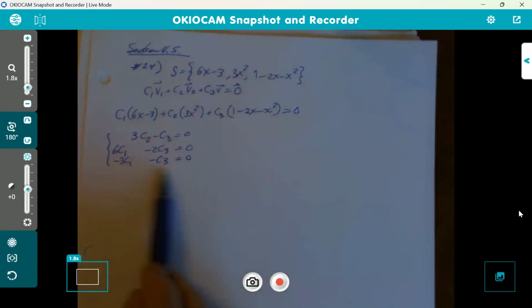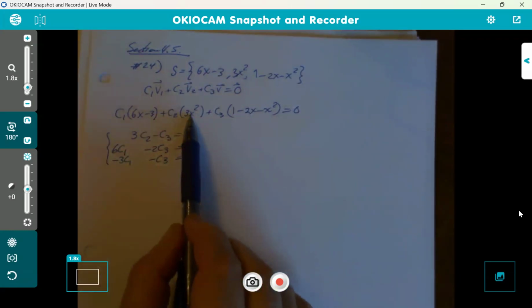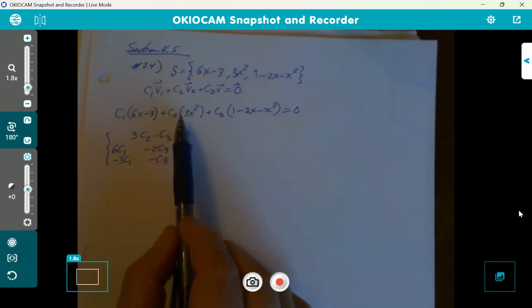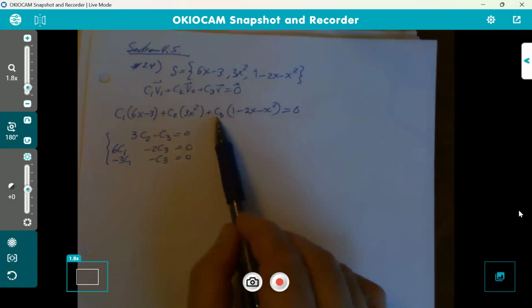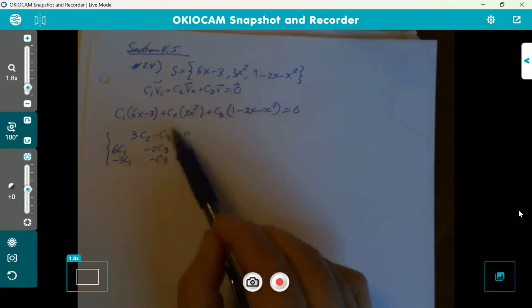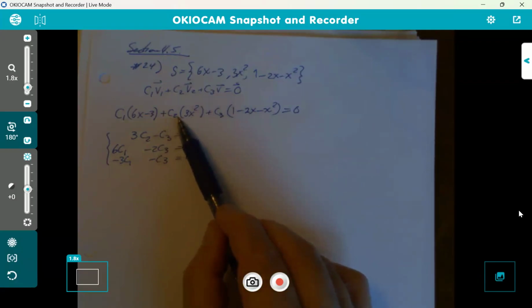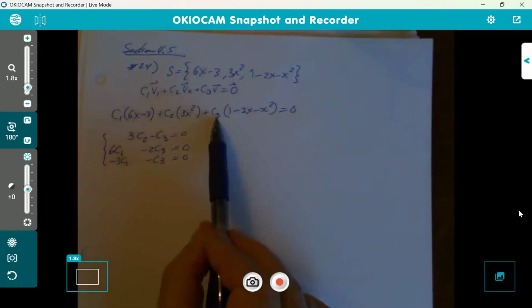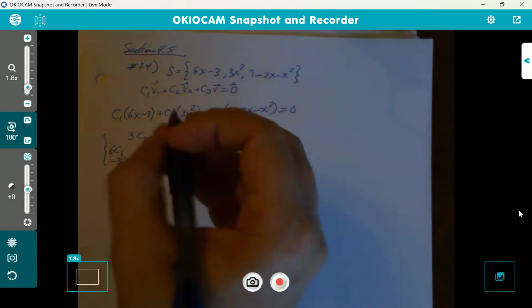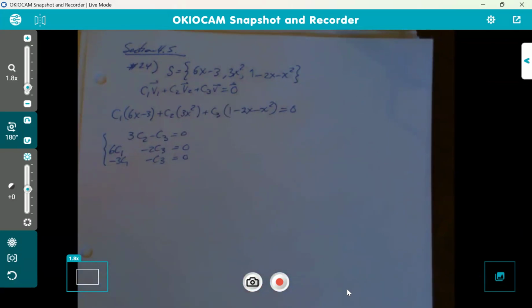So for instance, where does this come from? Look at the coefficient on x squared, 3c2, and then here the coefficient on x squared is negative c3, right? So that should be different, right? Let me make sure I got this right. The constant, negative 3c1 plus c3 is 0, correct? Okay, hold on. Let me pause this and fix this up for you. Just a moment.